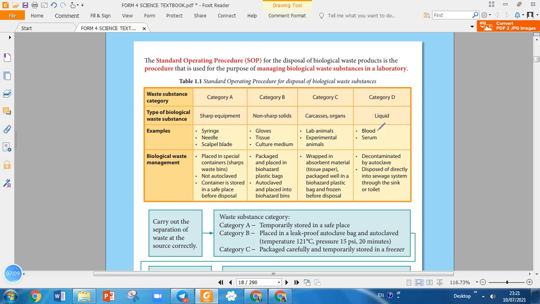Next will be category D, liquid. We have blood and serum. You have to store it and decontaminate it by autoclave. Then dispose of it directly into the sewage system through the sink or toilet.